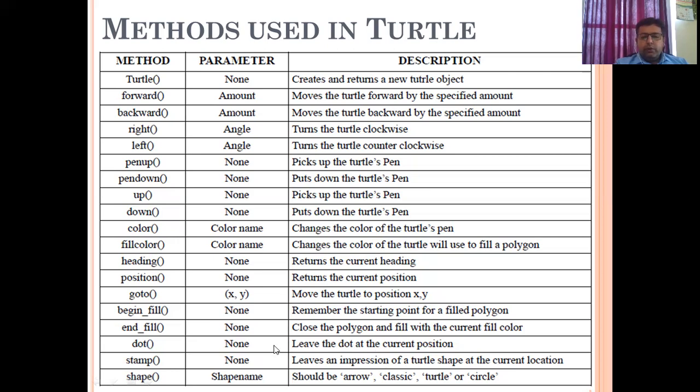Stamp leaves an impression of a turtle shape at the current location. And shape can be used to draw an arrow, classic turtle, or a circle. So these are the different methods that you can use to draw something with the help of turtle using Python programming.